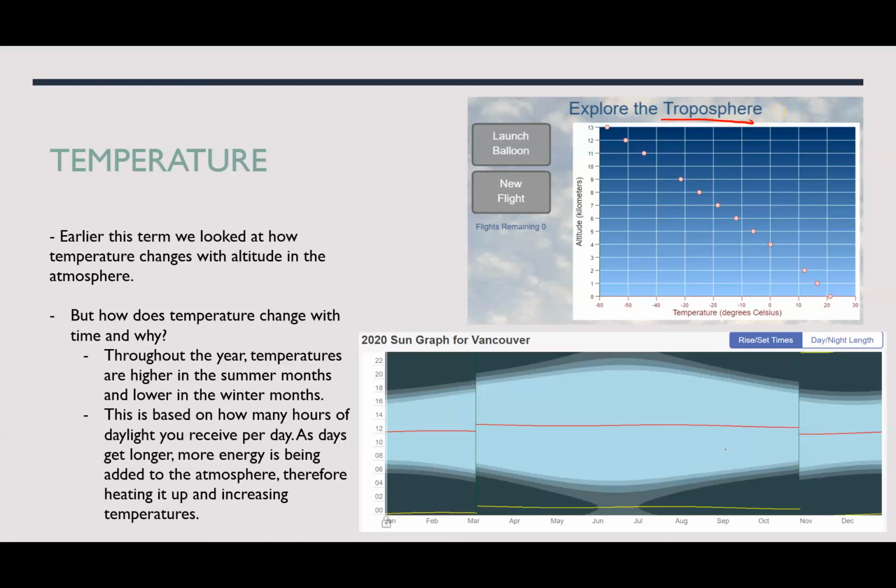So, how does temperature change with the time, and why is that? Throughout the year, obviously temperatures are higher in the summer months and lower in the winter months. That's not a surprise to anyone. The reason for this is just based on how many hours of daylight you receive a day.